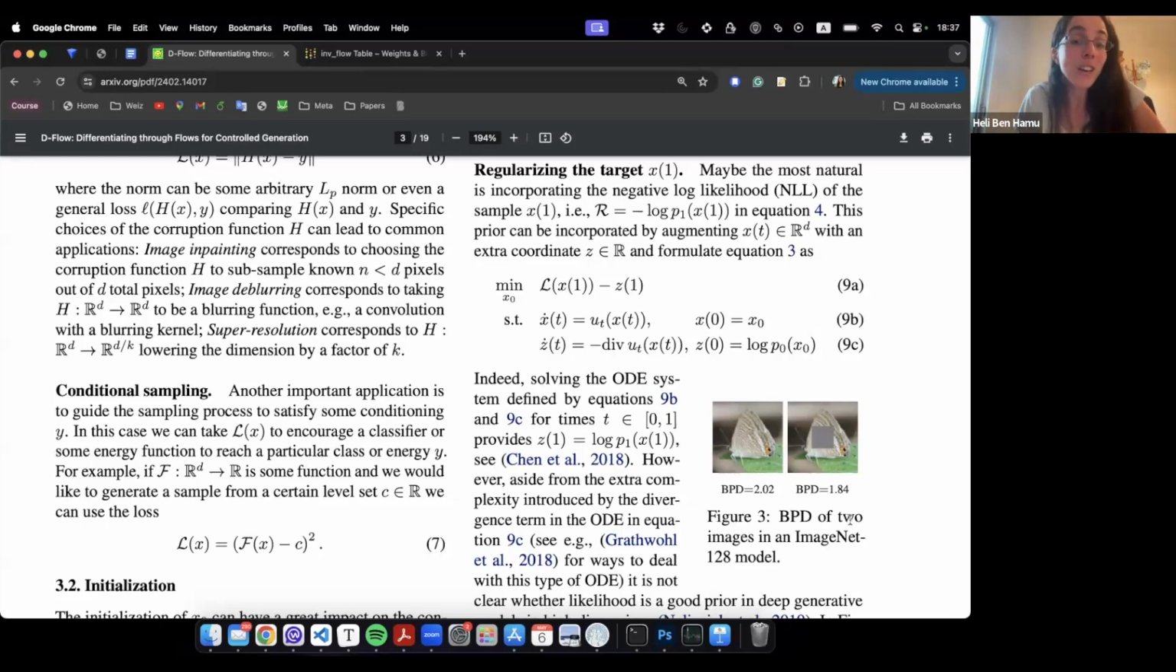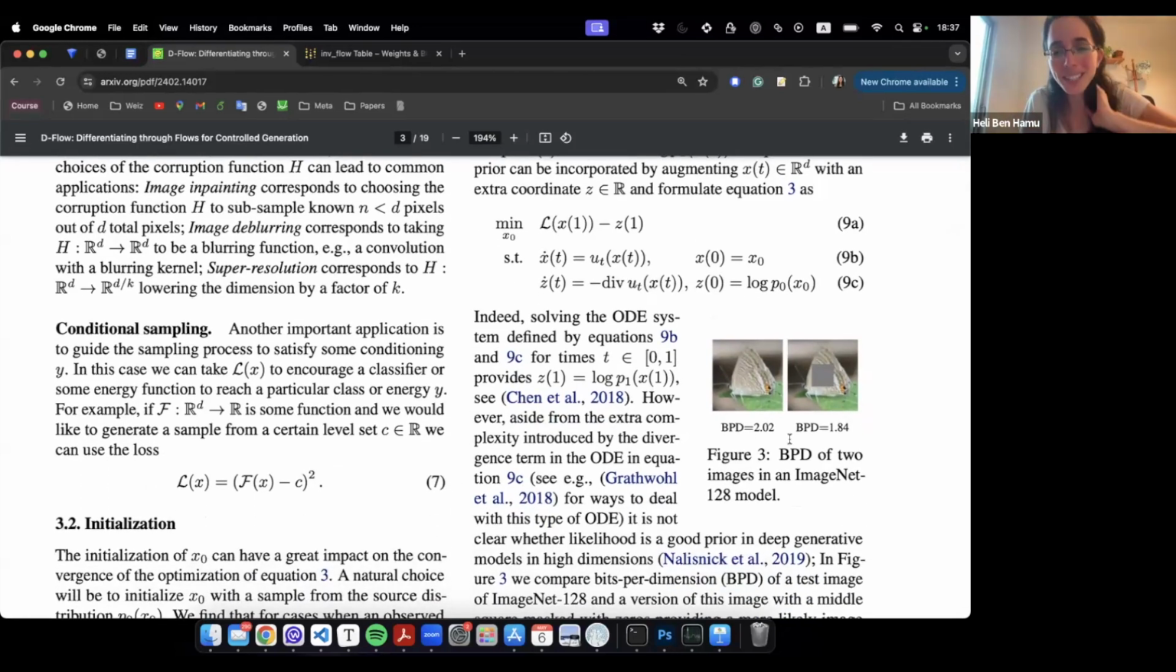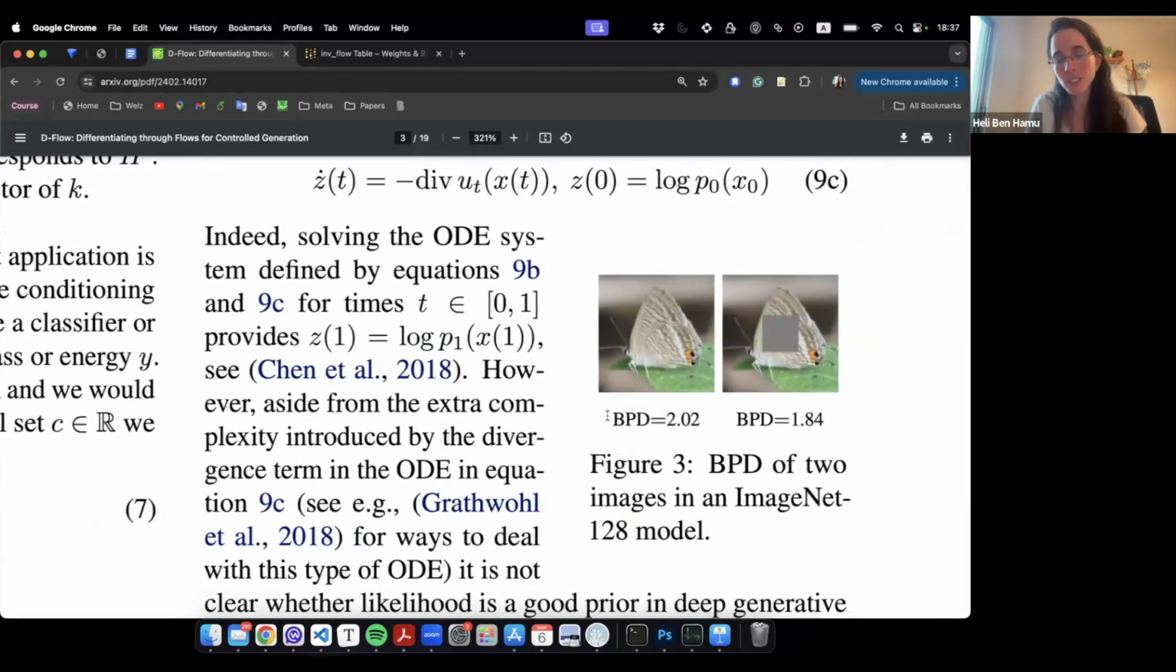And as evidence, we give only one example here, but what we see is, think of this BPD quantity as kind of like the log likelihood, but normalized in some way. Don't mind the values exactly, all you need to know is that lower is better. Lower means a more likely image. And what we see here is that the in-painted image is more likely under our model in terms of the likelihood that it gives back. So this means that this quantity is not a very good regularizer when thinking about generative models in high dimensions.